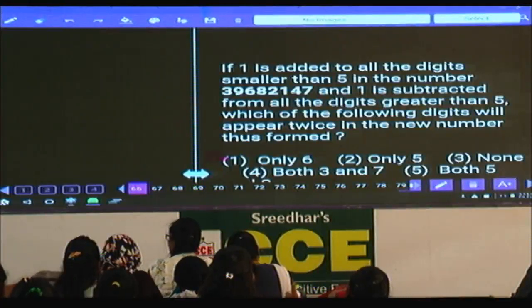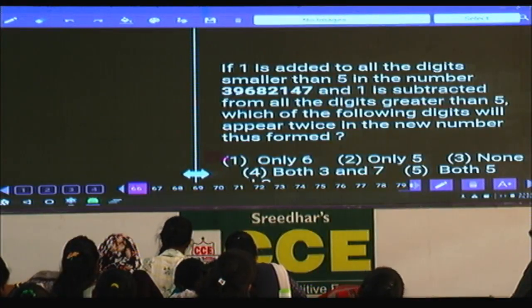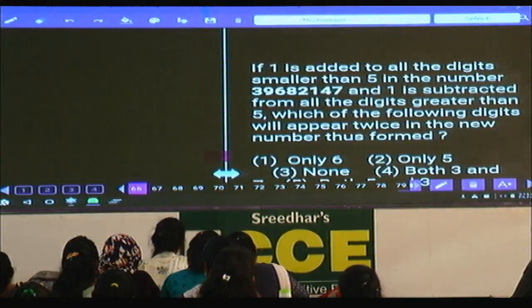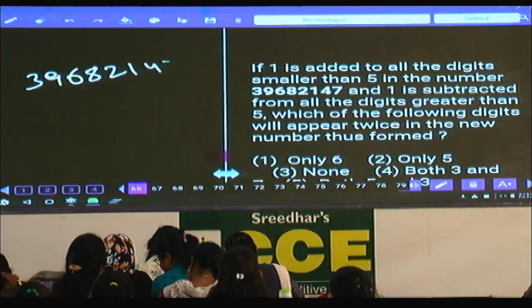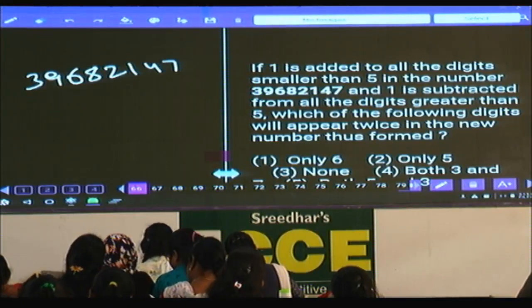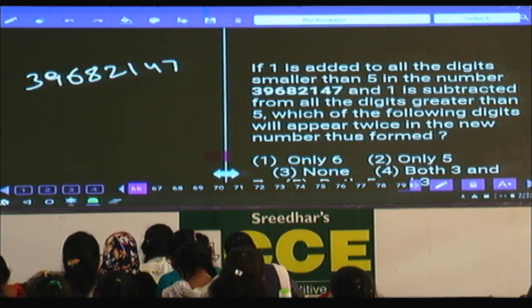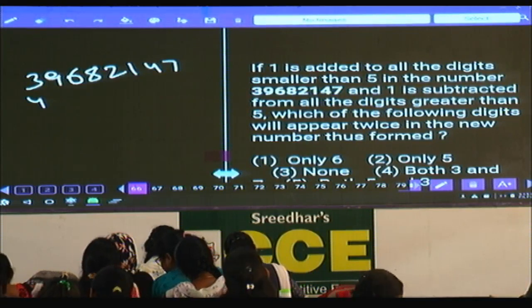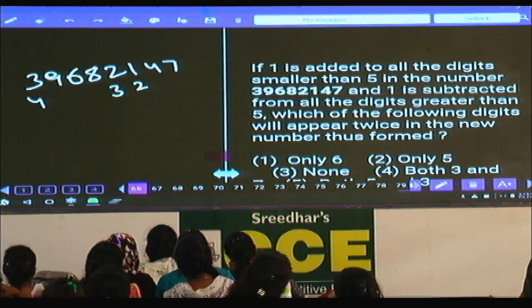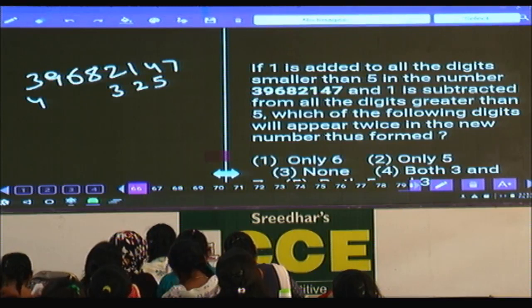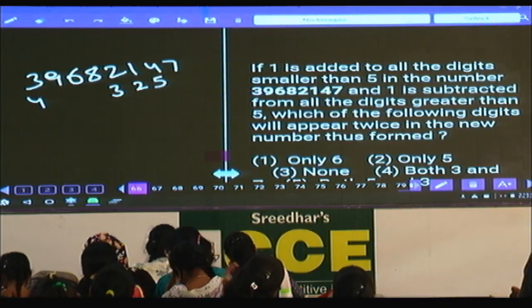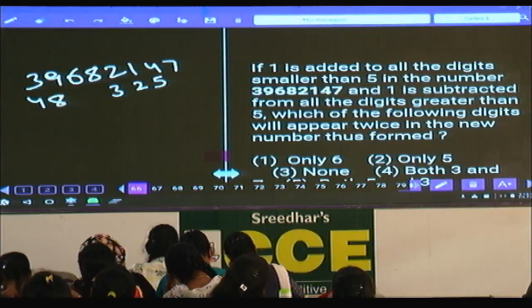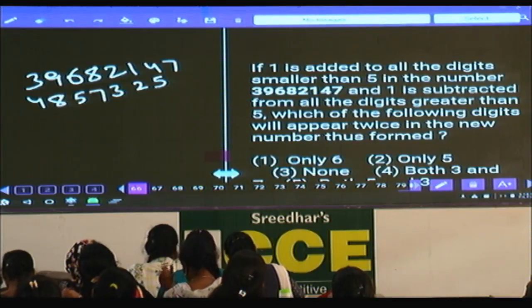Question number 66. 1 is added to all the smaller digits. What is the number we have? 39682147. Now if 1 is added to all the digits smaller than 5, this will be 4, and this will be 3, and this will be 2, and this is 5. And similarly, 1 is subtracted from all the digits greater than 5. 1 is subtracted means this will be 8, this is 5, this is 7, and this will be 6.